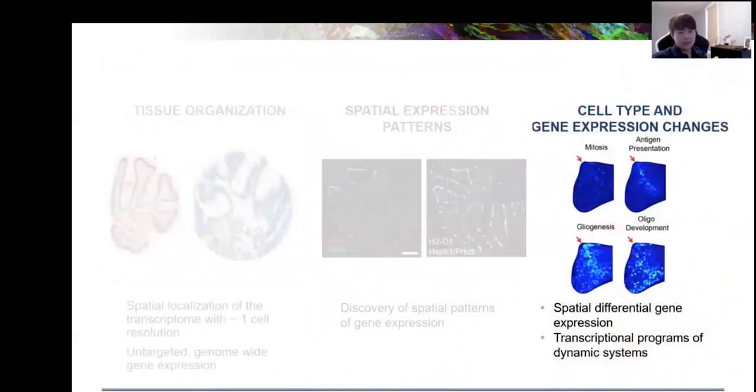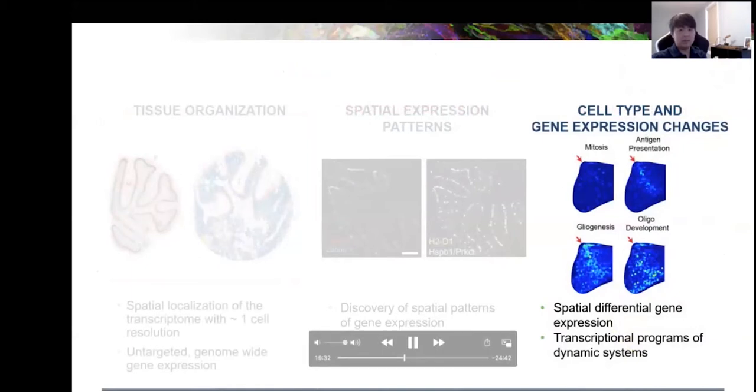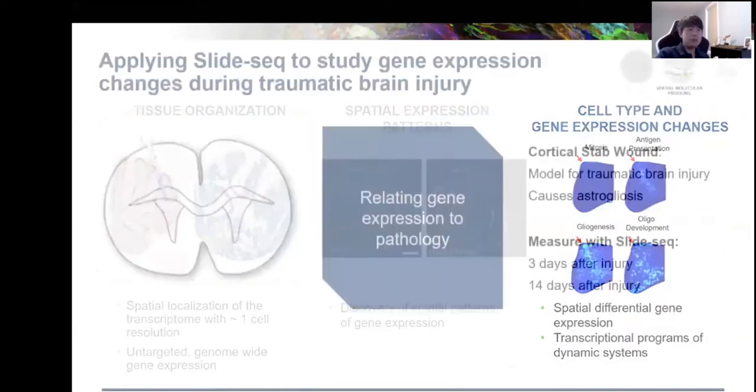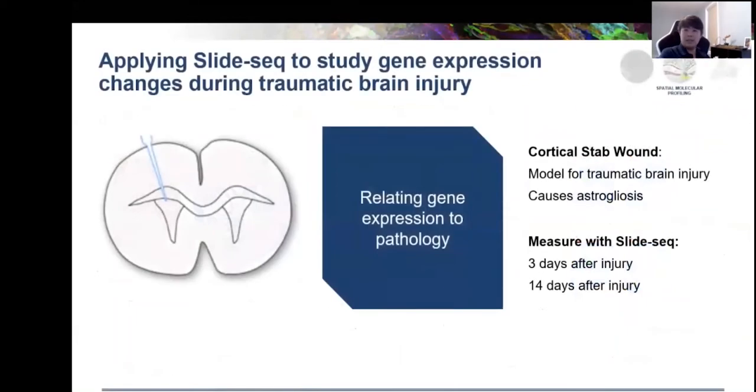So next, as we motivated earlier in the talk, we really want to discover and visualize gene expression changes in pathology. And I'll just talk to you about one example we did early on with Slide-seq, and we're trying to follow up with many other assays and projects in our lab where we look at this. And so we applied Slide-seq to a model of traumatic brain injury. And this is a cortical stab wound.